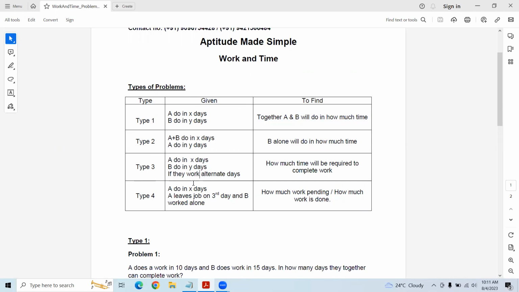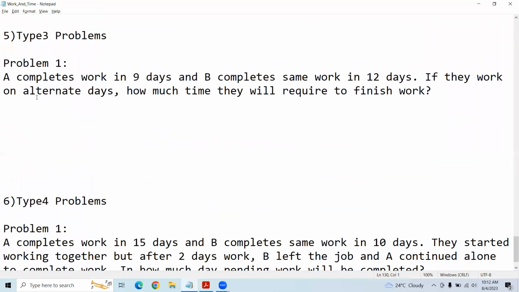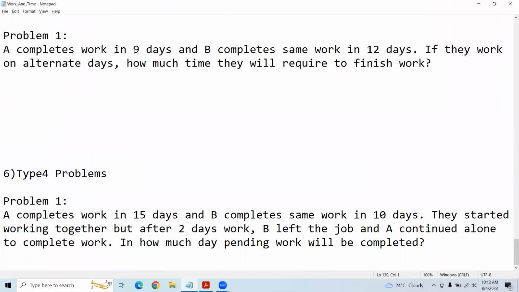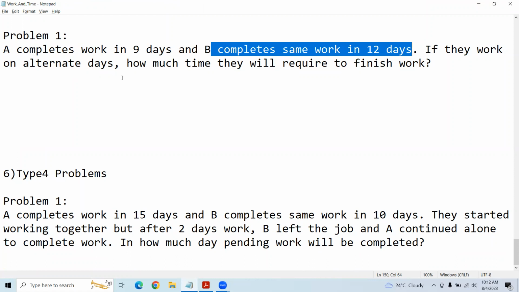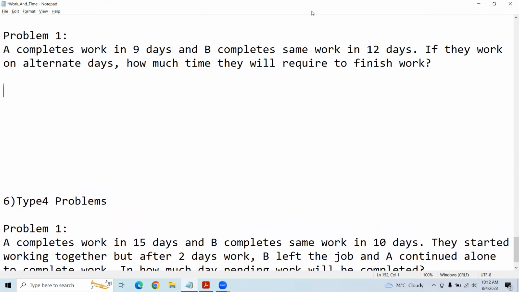So this may happen where you have limited machineries and all. So at a day, only one person can work. So in such cases, we need to solve this kind of problems. So A does in X days, B does in Y days. If they work on alternate days, how much time will they require to complete the work? So let's look at the problem. A completes a work in 9 days and B completes the same work in 12 days. If they work on alternate days, how much time will be required to finish the work?